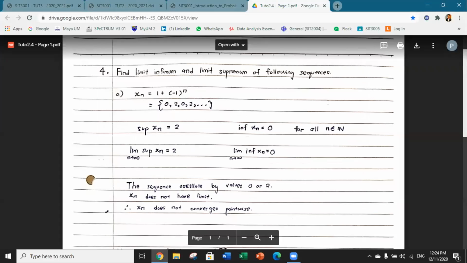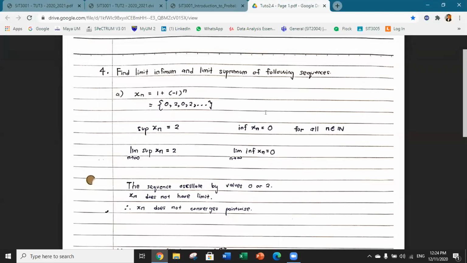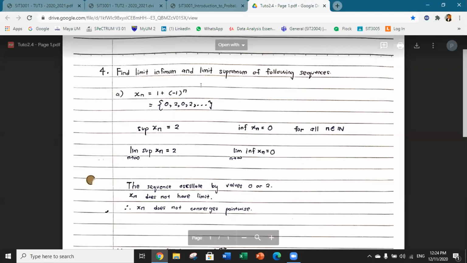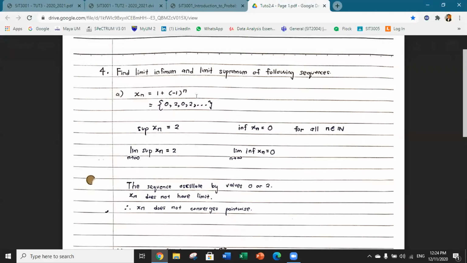Yes. Okay, so for question 4a, we have to find the limit infimum and limit supremum for the sequences. So this is our sequence here, xn equals 1 plus (-1)^n. When we expand the sequence, this is what we get: 0, 2, 0, 2. So the supremum of xn is 2, and the limit supremum of xn is also 2. Then the infimum of xn is 0, and so the limit infimum of xn is also 0, for all n in the natural numbers.